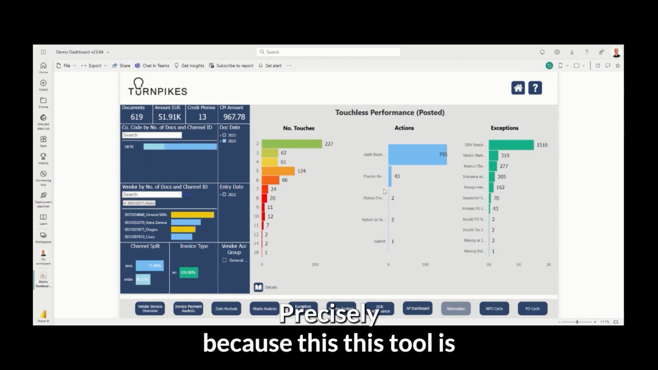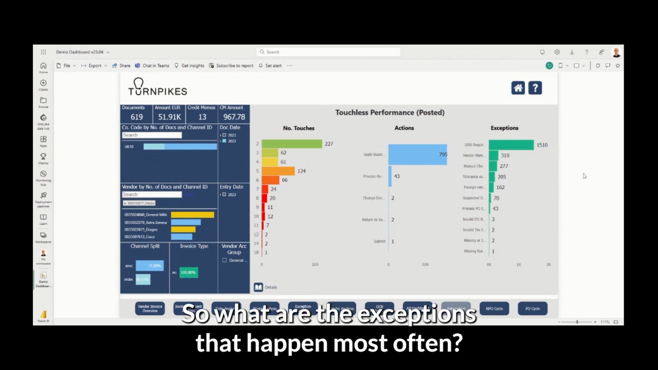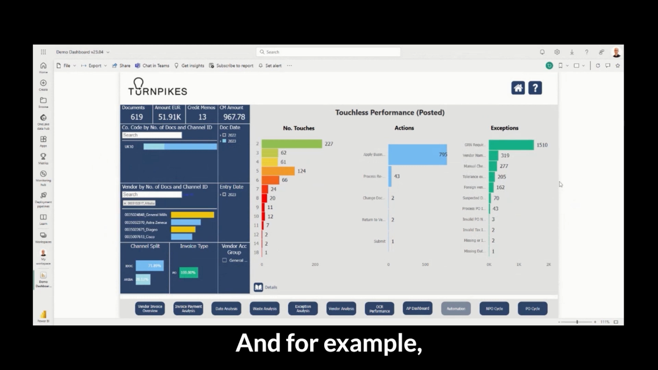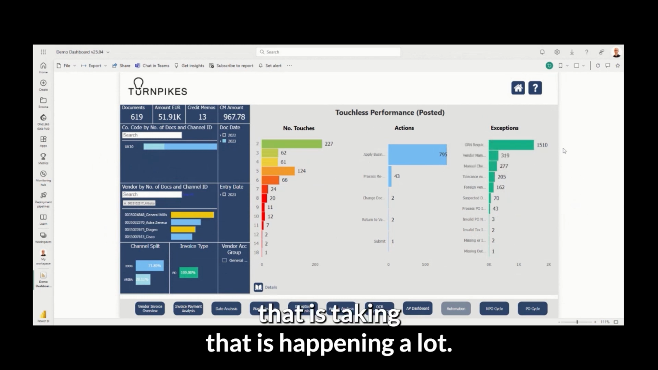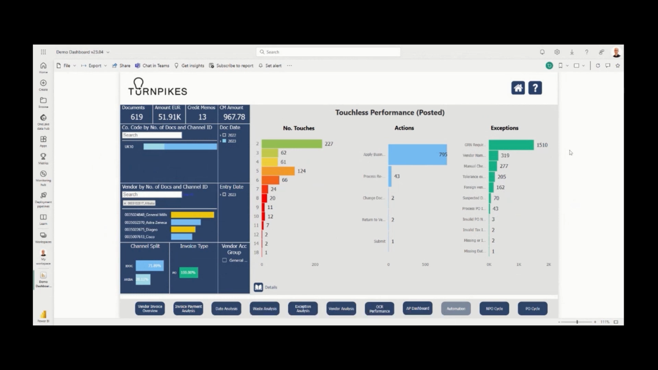Exactly, precisely, because this dashboard is indeed to find the bottlenecks. So what are the exceptions that happen most often, and what are then the actions that are taken to resolve them? And for example, if we select this other vendor, then we can see here that there is a waiting for the goods receipt, and this is one of the exceptions that is happening a lot, and of course processing it takes a lot of time.